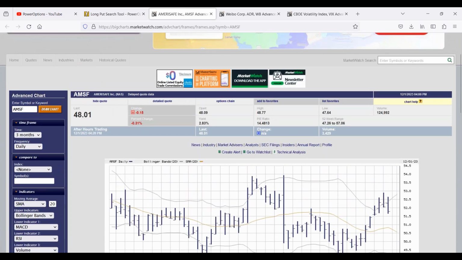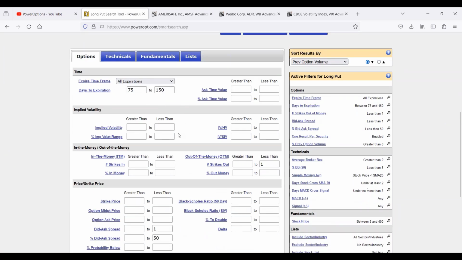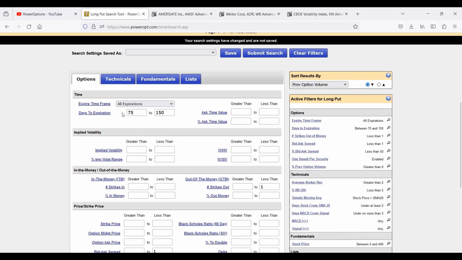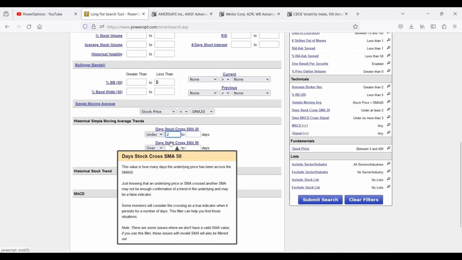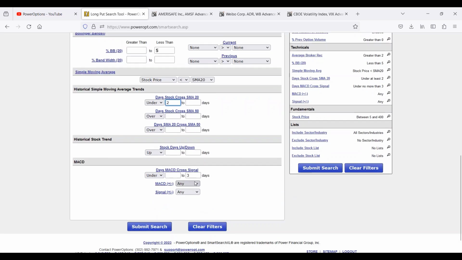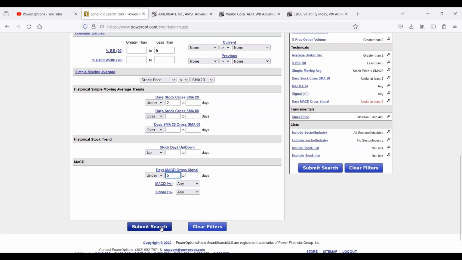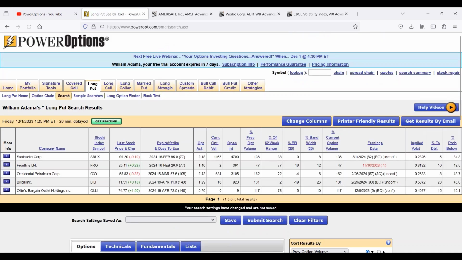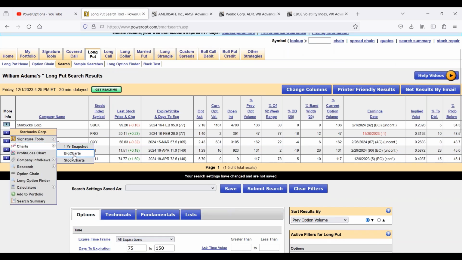Let's clear this up real quick. I'm going to look for the same settings in this case, but I'm going to change that technical slightly. I'm going to look for stocks that are under by at least 2 days and have been under, MACD has crossed over by at least 6 or 7 days instead of that sudden break. Let's look for something that's more in a consistent downtrend. Starbucks and Occidental, that's interesting. Let's take a look at Starbucks.